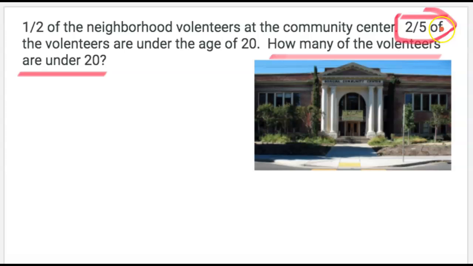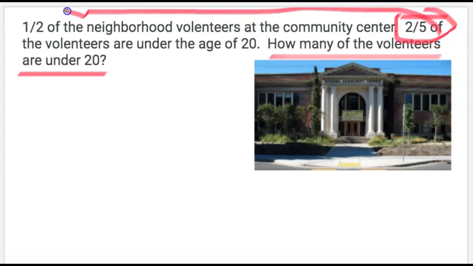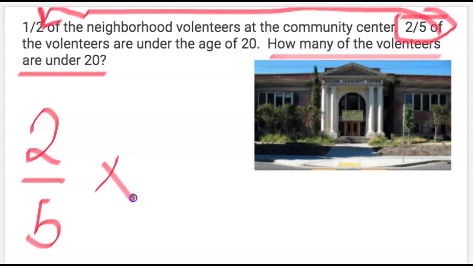So I have to ask myself, 2/5 of what? 2/5 of a half of the total volunteers. So again, I'm finding a fraction of a number. So in order to solve this, I'm going to find 2/5 of, okay, multiplication, 1/2. And so I'm going to multiply those so that I can figure out the fraction of volunteers who are under the age of 20.